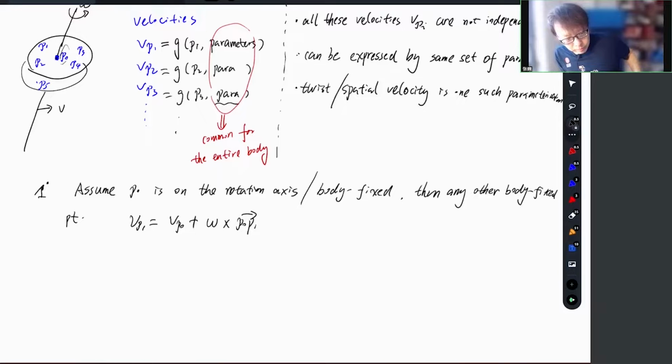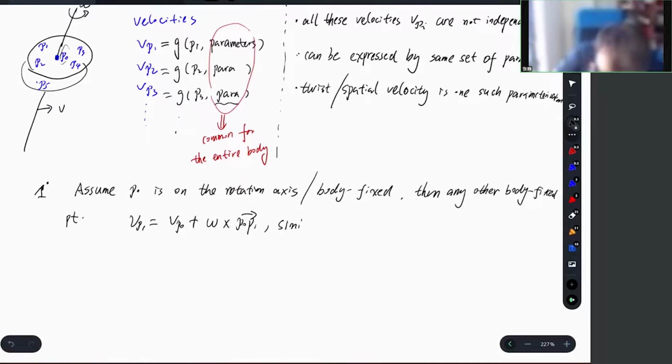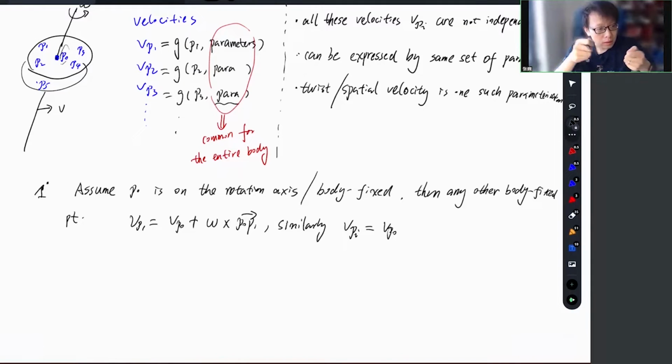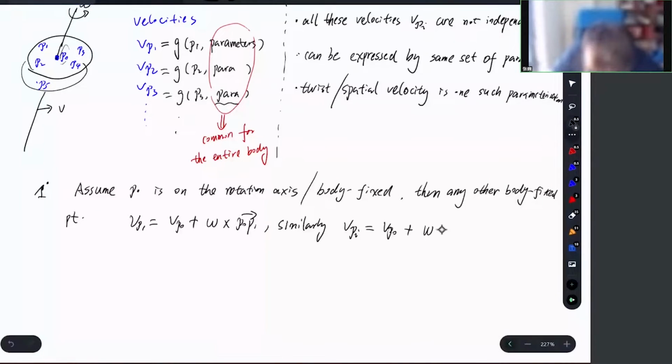That's physics. Similarly, all the body velocities vpi can be written in terms of vp0. That's the velocity of p0 on the rotation axis. This p0 does not have rotation motion; it only has a linear motion part. If you are not on the rotation axis, you have additional rotation motion that is characterized by omega cross p0pi. Okay, let's call this formula 1.